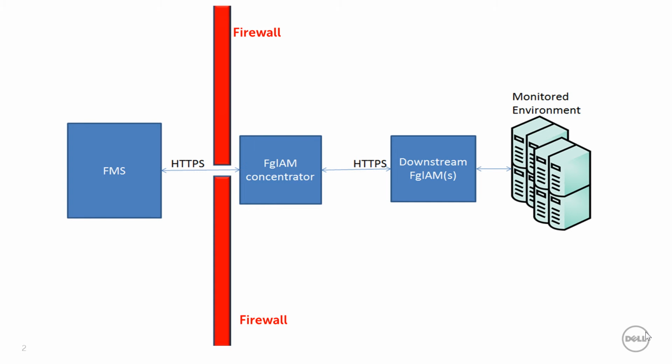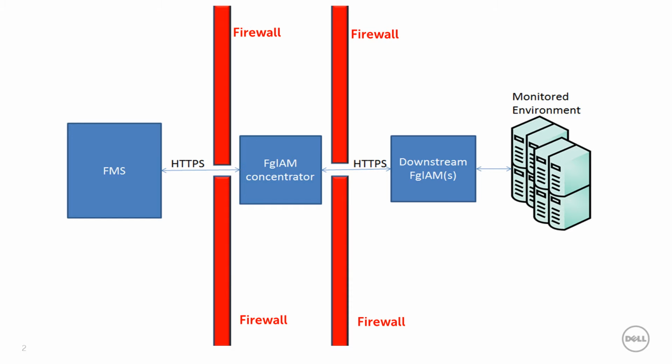In some cases, you have a firewall between the Foglight management server and the monitored environment, and you cannot open ports. Or you may even have a DMZ, multiple firewalls that are separating the Foglight management server from the monitored environment, and you cannot open ports in all these firewalls.